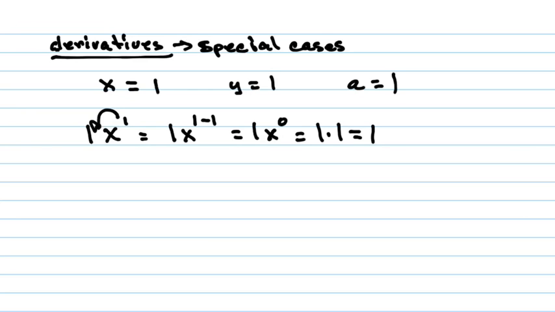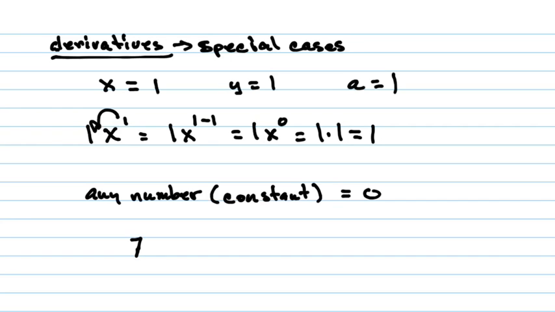The derivative of any number term, which is called a constant, is always 0. And the reason for that is if you have like the number 7, for example, it has an x at the end of it, but it's x to the 0 power because it's 1. And when you multiply 0 times 7, that gives you 0.